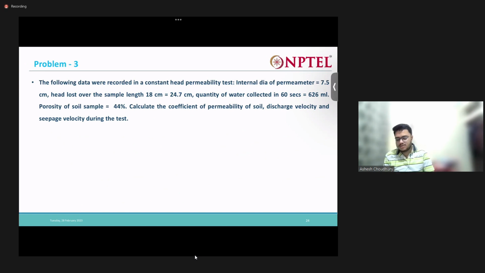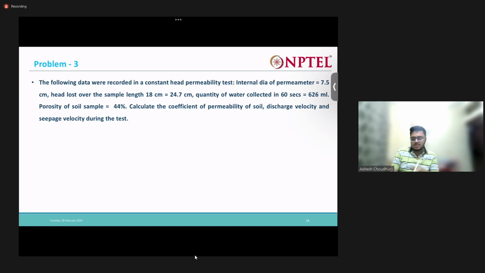This is a very simple problem. It is given that the following data were recorded in a constant head permeability test. The internal diameter of the permeameter is 7.5 centimeter. Head loss over a length of 18 centimeter is 24.7 centimeter. The quantity of water collected in 60 seconds is given. The porosity of the soil sample is also given. We need to calculate the coefficient of permeability, discharge velocity, and seepage velocity.